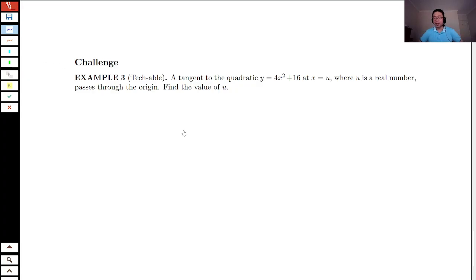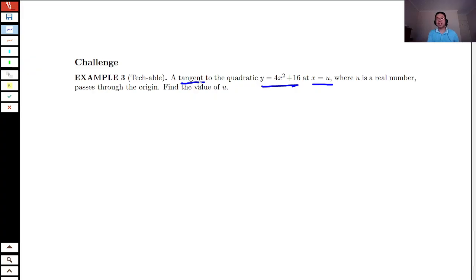All right, so here's our last example. This is a very challenging example, and once we complete semester 2, there'll be an easier way to do this. But I'm including this example to really stretch your understanding of tangents and of the discriminant, and to help you visualize what's happening when a parameter is involved. So here's what's happening. I've got the quadratic y equals 4x squared plus 16, and I am going to find a tangent to the graph. But I'm not going to tell you where.